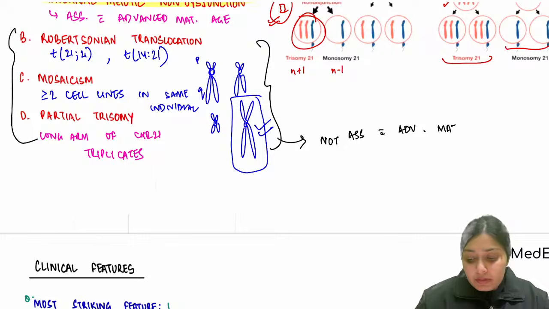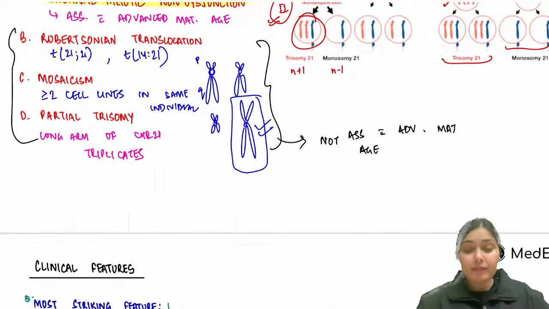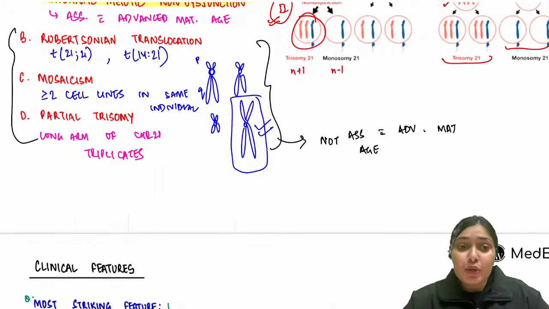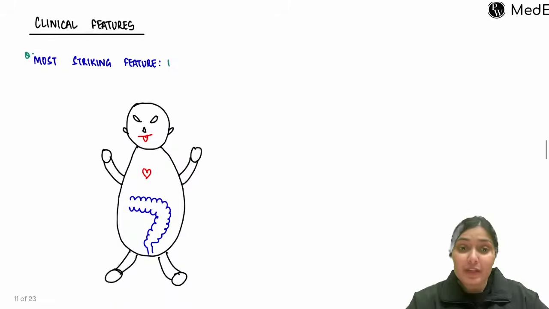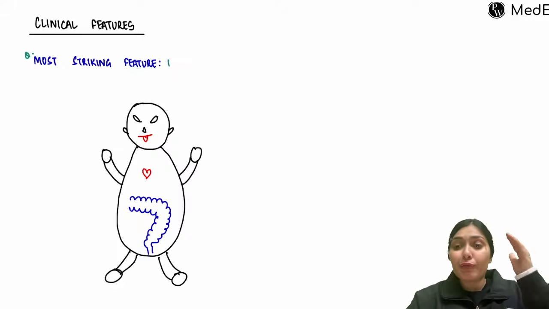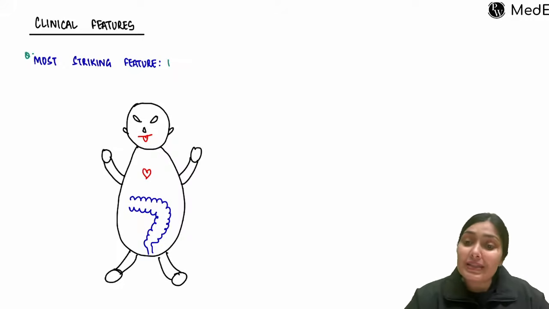Advanced maternal age, right? So now we know the pathophysiology behind it, the basics, why there is one extra 21st chromosome. Now let's move down to the clinical features of Down syndrome. To remember the clinical features, I have made this line diagram for you all so that it is very easy to recall from head to toe what all features you see in Down syndrome.